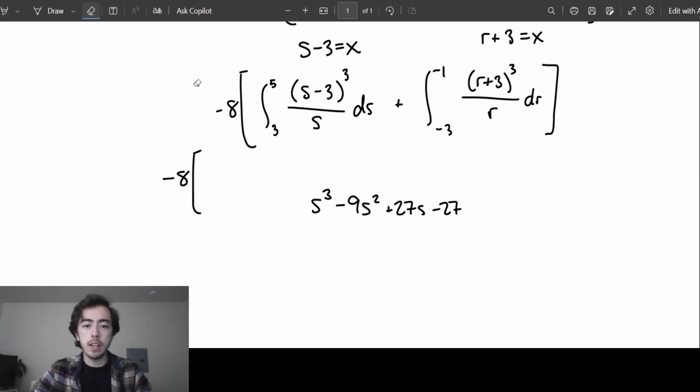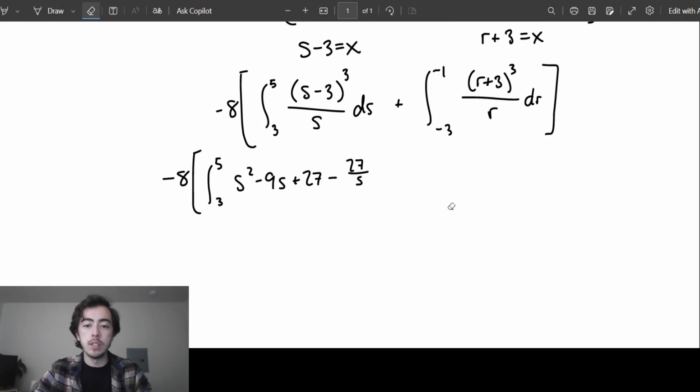Cool, and then we divide all that by s. So actually each of these terms I could then divide by s. I'm kind of distributing that denominator to each one of these. So I do get s squared minus 9s plus 27 minus 27 over s.